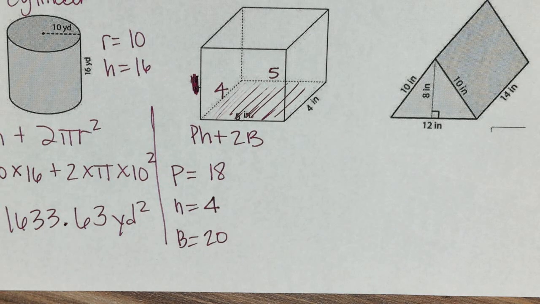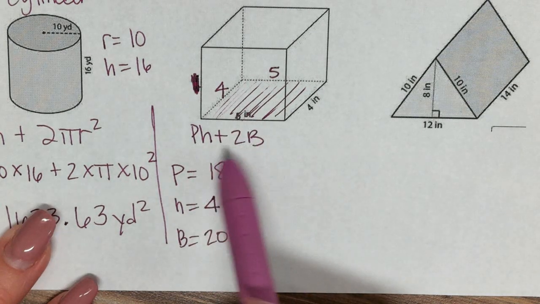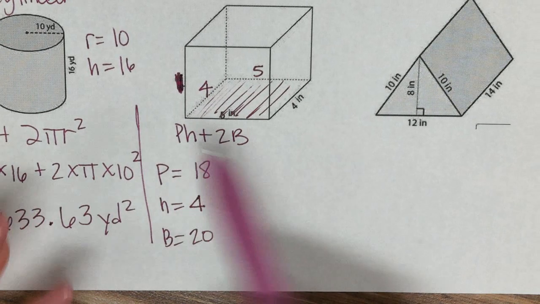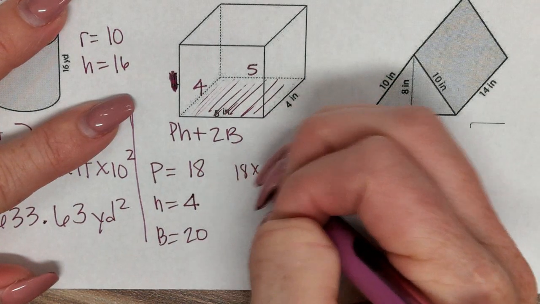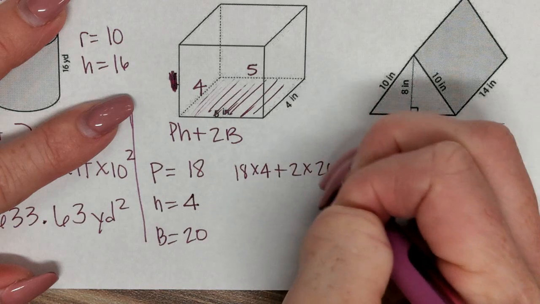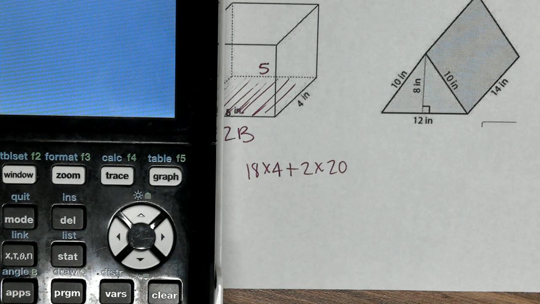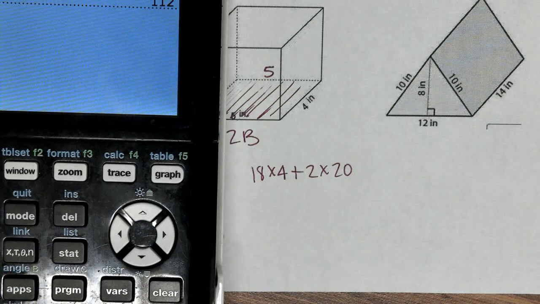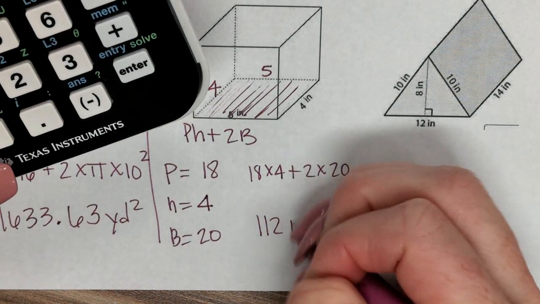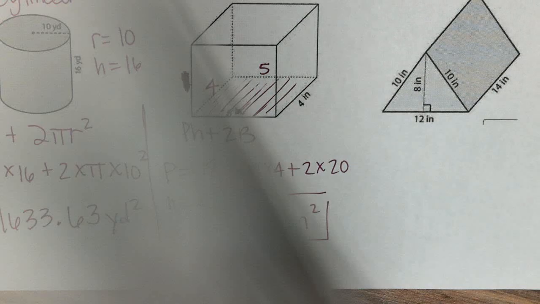Now that I have all the pieces, I plug them into this formula. So P times H plus 2 times B. So 18 times 4 plus 2 times 20, which is 112 inches squared.